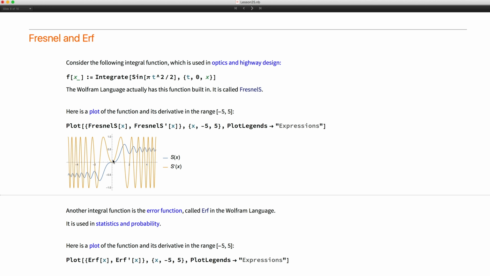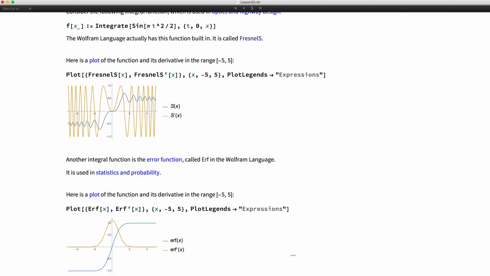It's called FresnelS. So that's FresnelS and its derivative on the same plot. The blue plot is the Fresnel function, and the orange plot is its derivative, which is just the sine function over here. Another very useful function is the error function, which is also an integral function, and that's used in statistics and probability. So here is the error function with its derivative. You have the error function, which is blue over here, and the derivative, which is just the normal probability curve. And what happens is, as you approach very large values, the probability of everything being covered is almost 1. So that's why the values over here are almost 1.